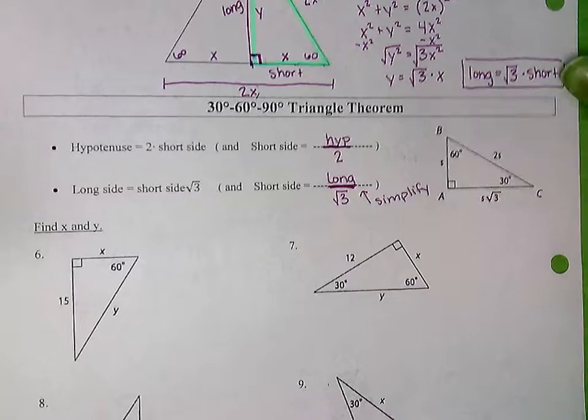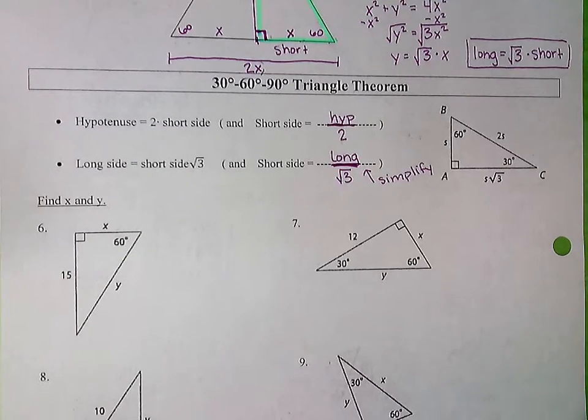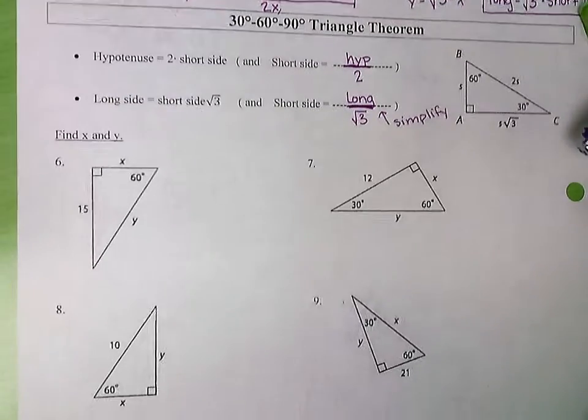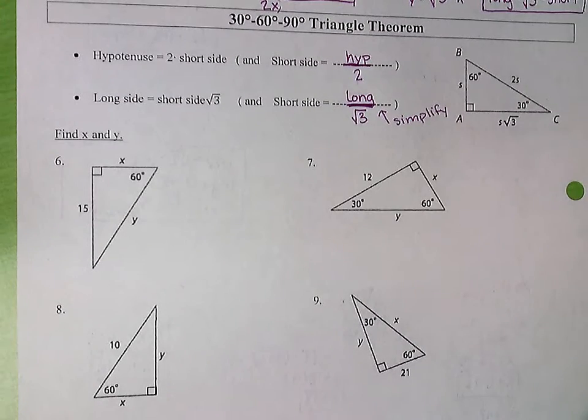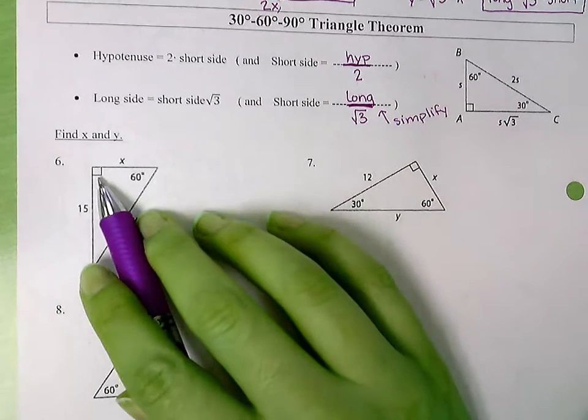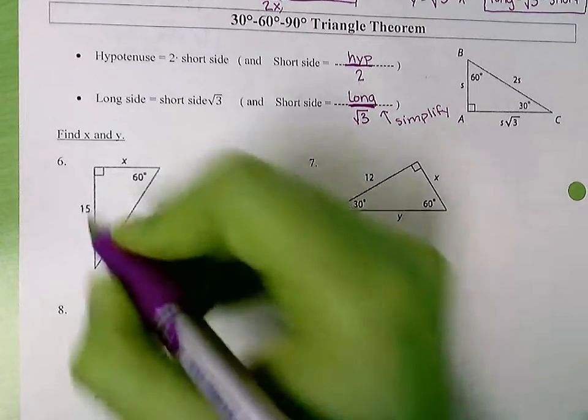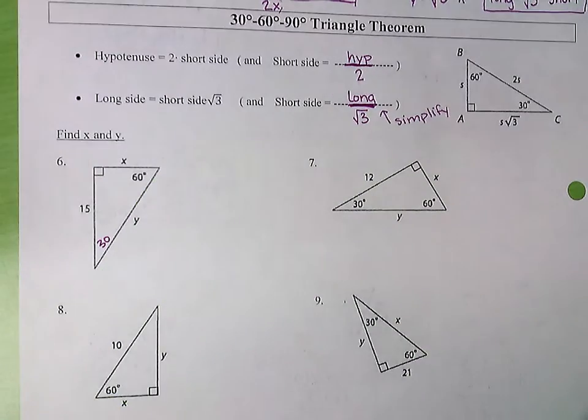All right, going through number 6. Okay? Number 6. First thing I want to do is look at the angles in my triangle. I have a 90 degree and a 60 degree. That means the other one has to be 30.